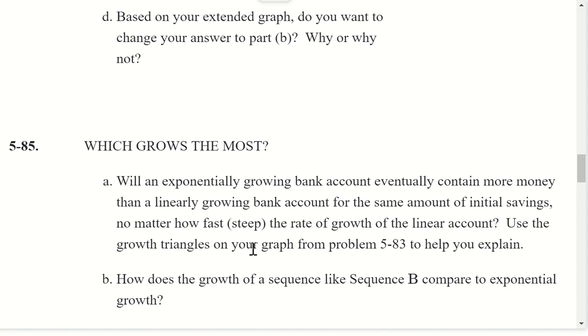Use the growth triangles on your graph from 5-83. And by the way, I think you can add those once you copy things from Desmos. You can place some growth triangles in Google Docs, and I think it would be nice for you to overlay that on top of your growth triangles to help you explain this. And then, how does growth of a sequence like B compare to exponential growth?